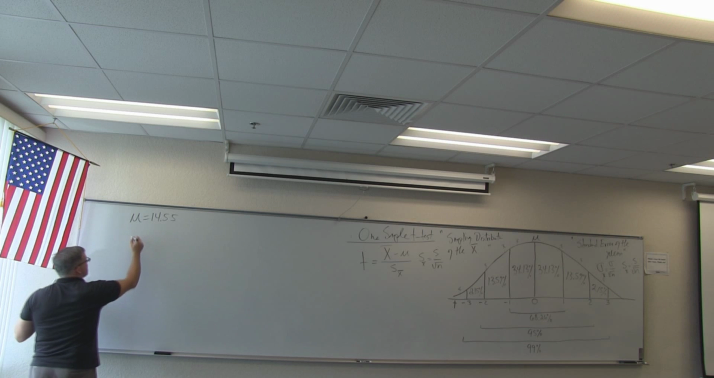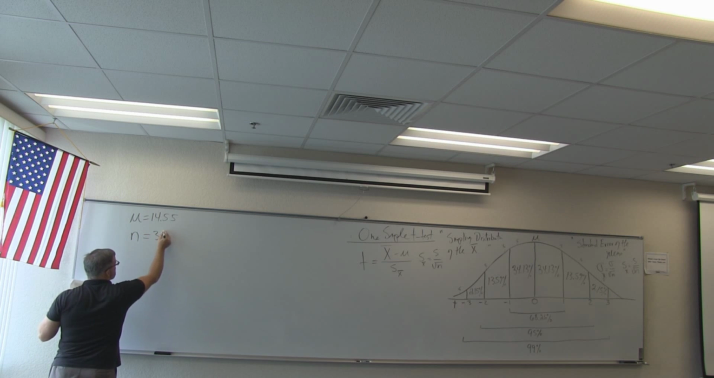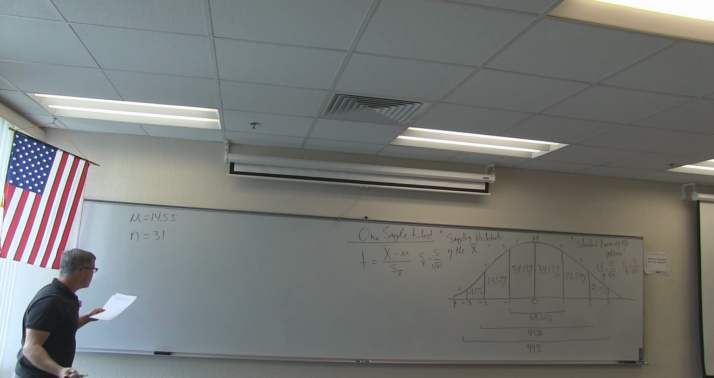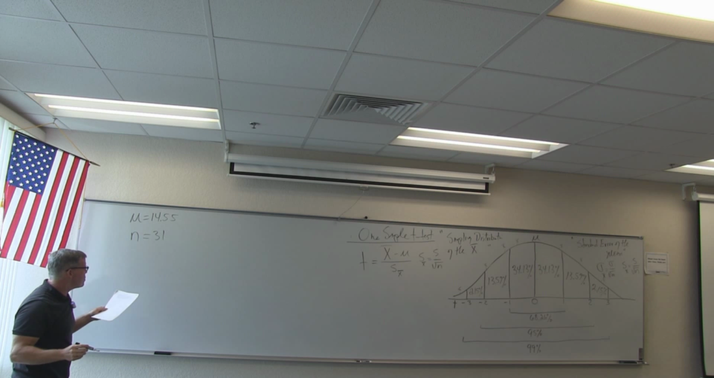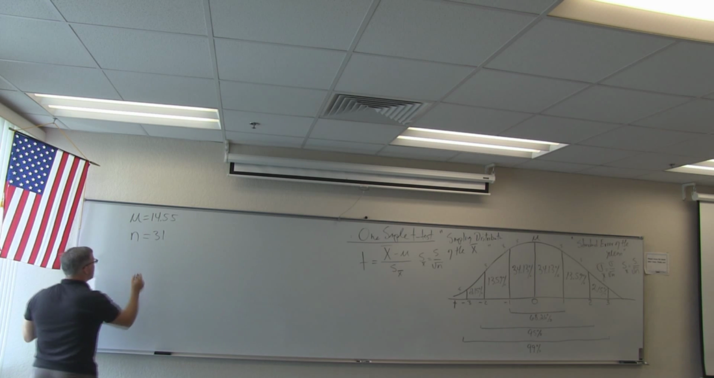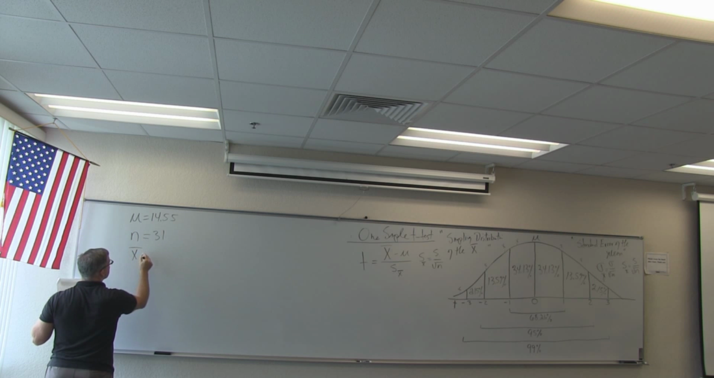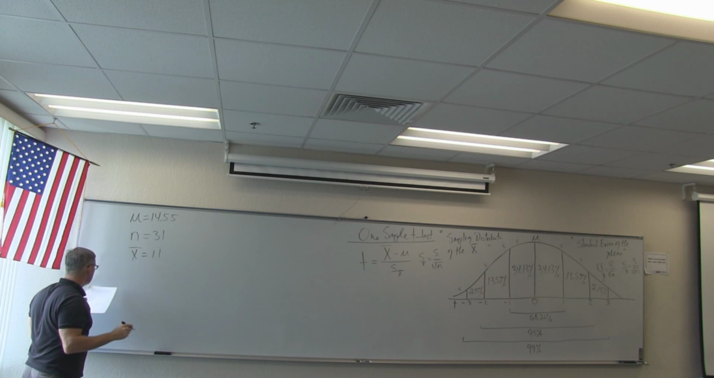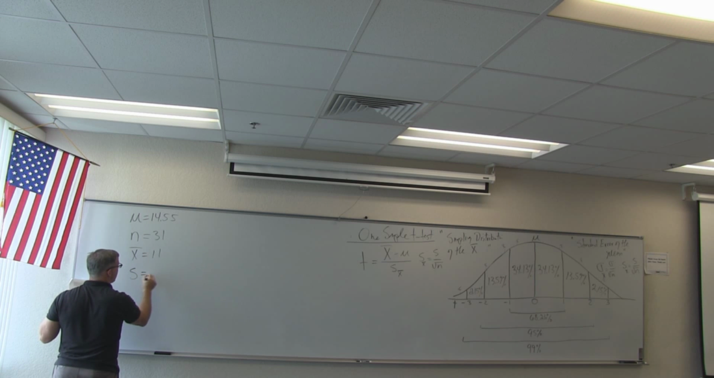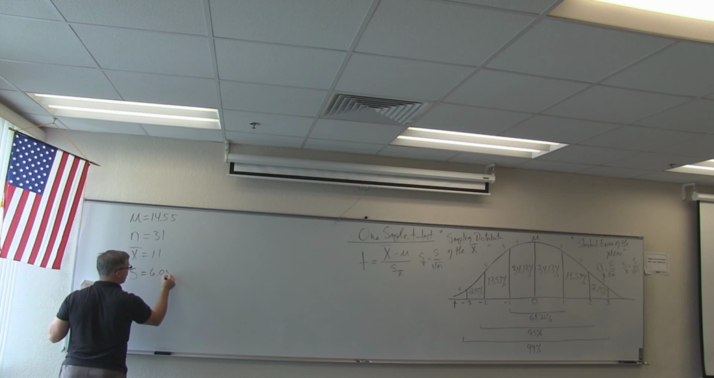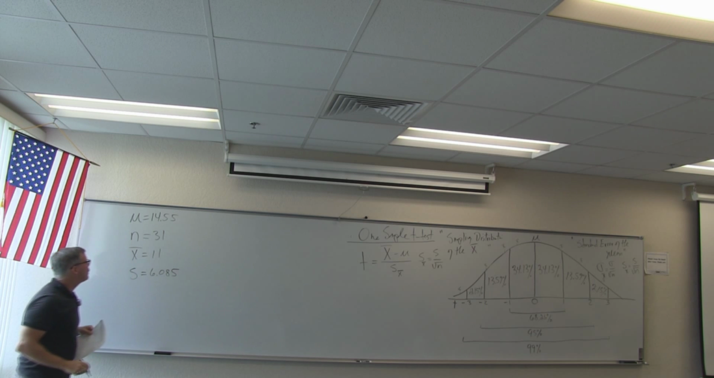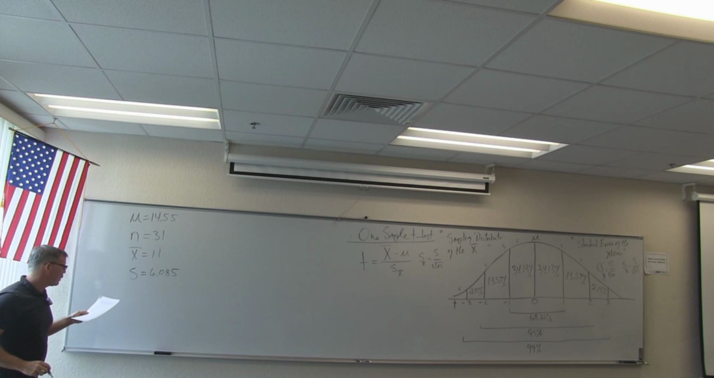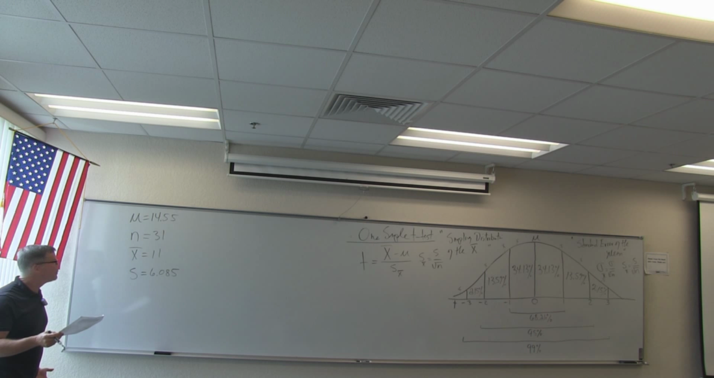We randomly selected a sample of 31 children from an elementary school in Port St. Lucie and administered to them the SAM. Their mean score was 11, with a standard deviation of 6.085. Do these children show significantly lower levels of anxiety than do children from the general population? Same kind of research question.